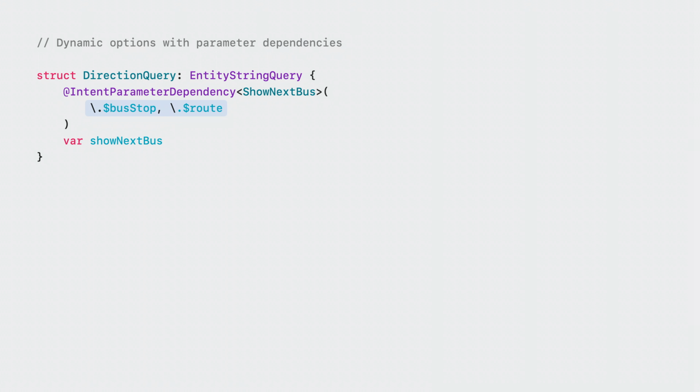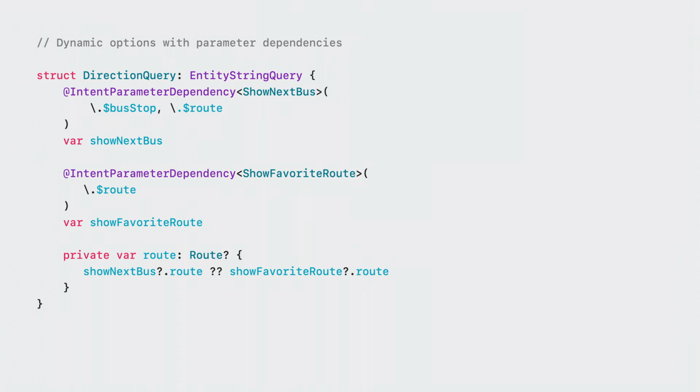You can also depend on multiple app intents within the same query or dynamic options provider. My direction query reads parameters from two intents, show next bus and show favorite route. The intent parameter dependency property wrapper is used to specify the dependencies on the bus stop and route parameters for show next bus intent, and the route parameter for show favorite route intent. The route computed property returns the value from either show next bus or show favorite route, depending on which one is available.